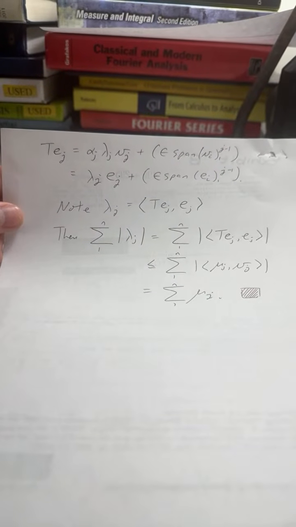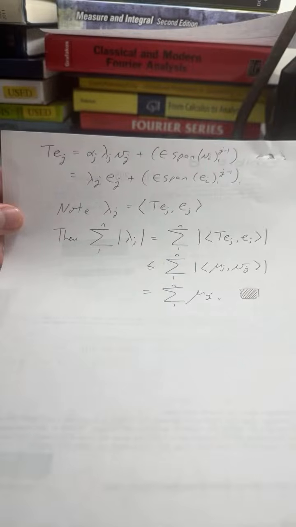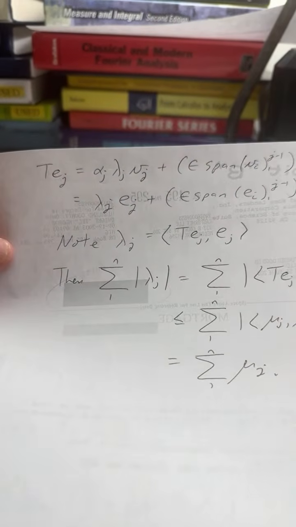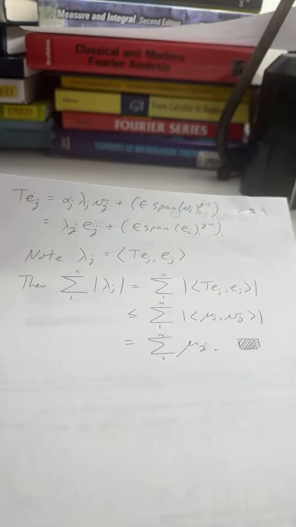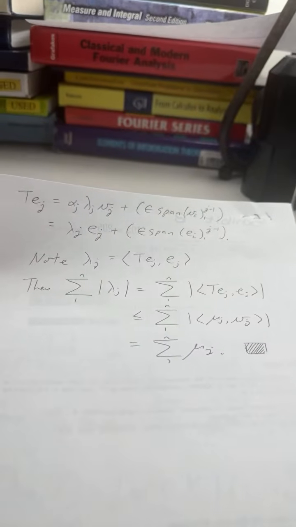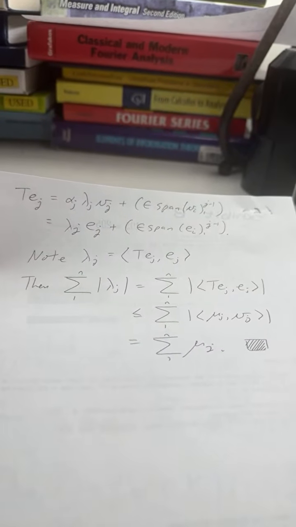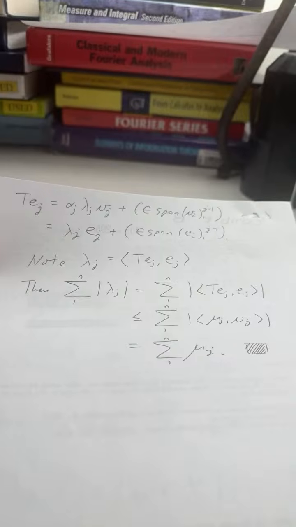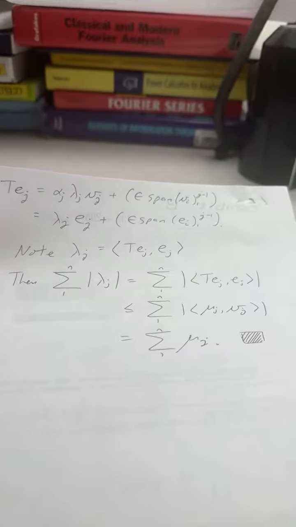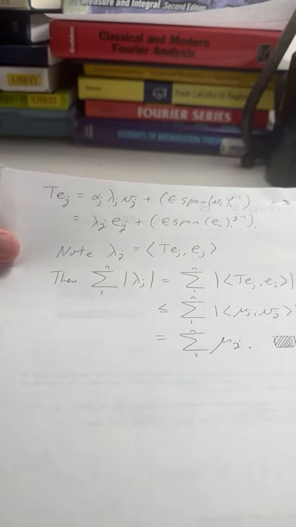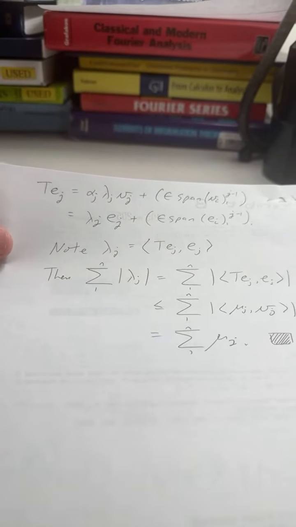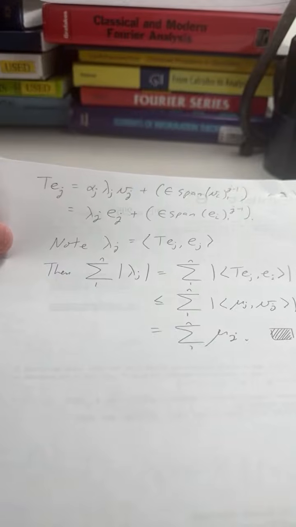But anyway, after you pass the EJs through the map T, they're of the form alpha J lambda J VJ plus some element in the span of the EJs. I gotta be careful with these papers, there's writing on the other side. And then lambda J EJ. Okay, that makes sense because alpha J VJ is EJ, and then you get some element in the span of the EJs. So now we can express lambda J as the scalar product of TEJ with EJ itself.